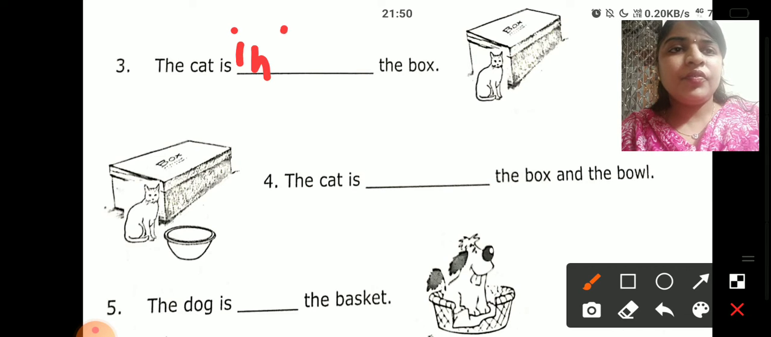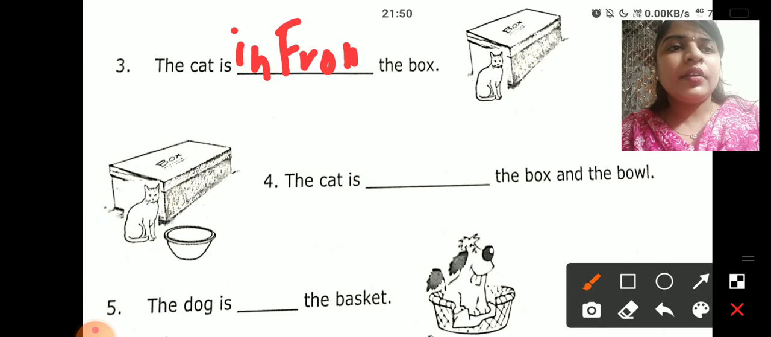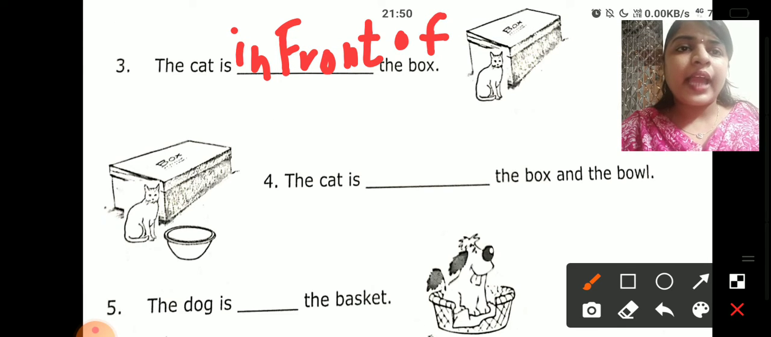In front. Front of. Okay, children, the cat is in front of the box. Over. Write fast. Good.